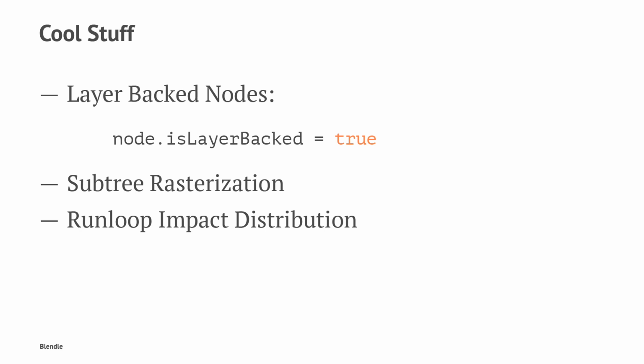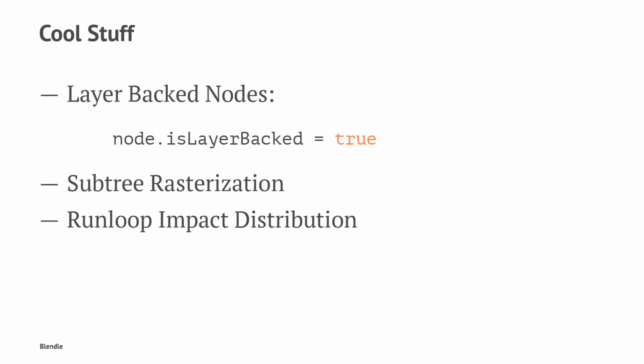AsyncDisplayNode's property is layer backed. When this is set to true, it will only create a layer, and that's it. You can still use the AsyncDisplayNode as an interface to configure everything, the background color, frame, but when it needs to be shown, it will create a layer instead of a view. So that's a very easy way to switch between the two.